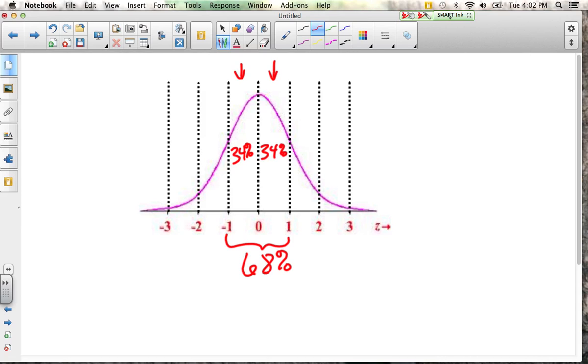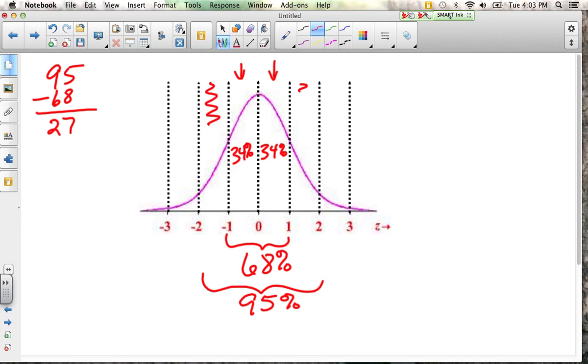If you continue, all right, if this is 95%, well, I've already used 68%. So if I take 95 and I subtract 68, what should I get? Well, you'll get around 27, okay? You'll get about 27. That means this distance here and this area here have to add up to 27.